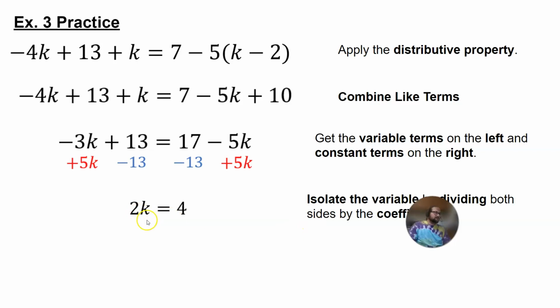So now we have 2k equals 4. We just need to divide both sides by 2 to isolate the k. Dividing both sides by 2, we get k equals 2.